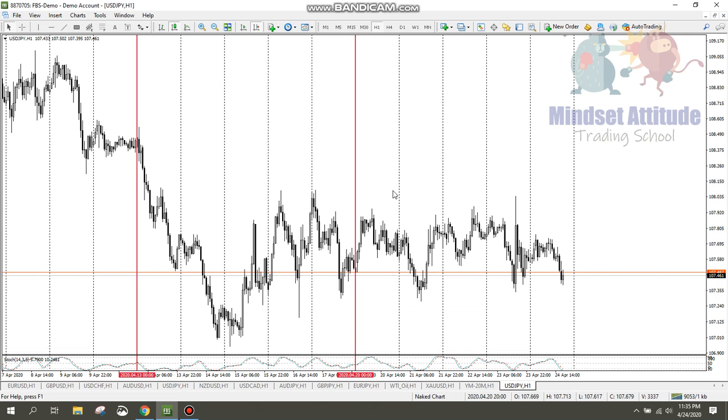As requested by students, they asked me to analyze the USD versus yen, meaning dollar versus yen. So yeah, let's start.